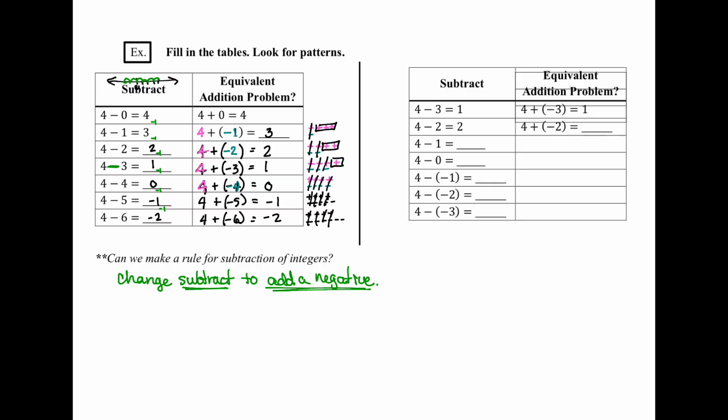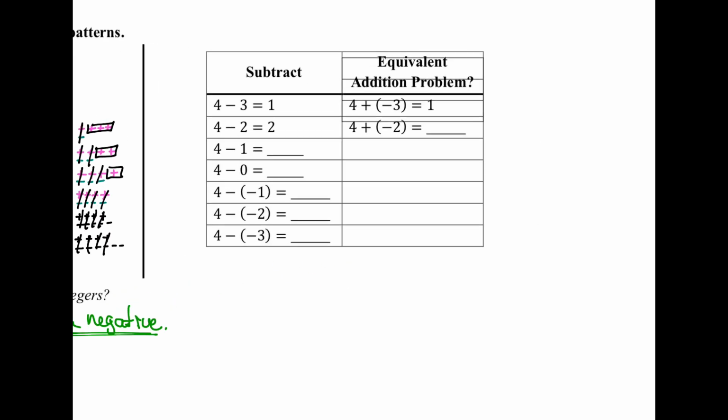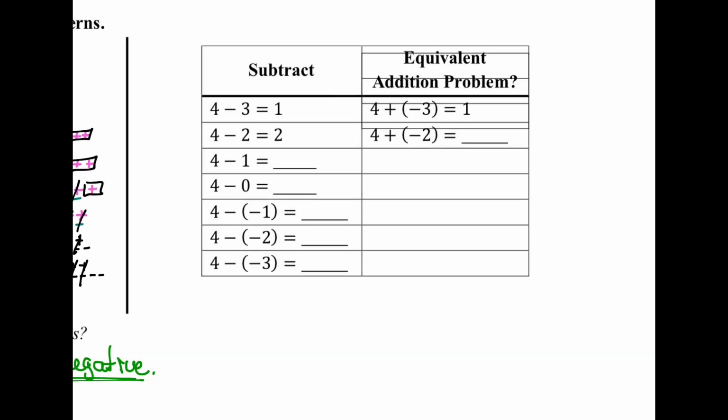Okay, now on the second chart though, we have a little bit of a change that needs to happen. Okay, so here it's a subtract, so add a negative 3. It's a subtract, so add negative 2. Next one is subtract, so we're going to add negative 1. I'm going to compute them here in a minute. Can I add negative 0? What is a negative 0? It's just 0, right?